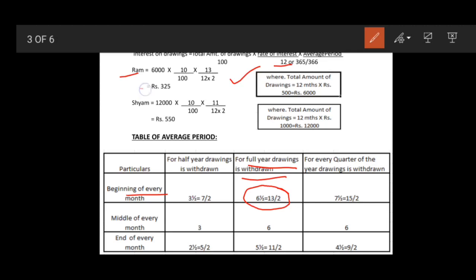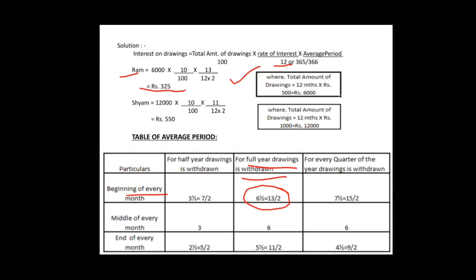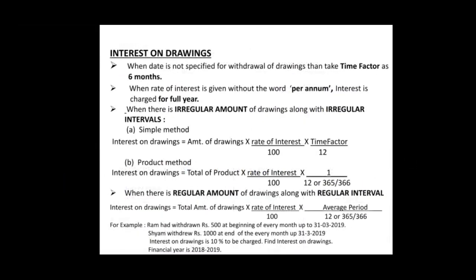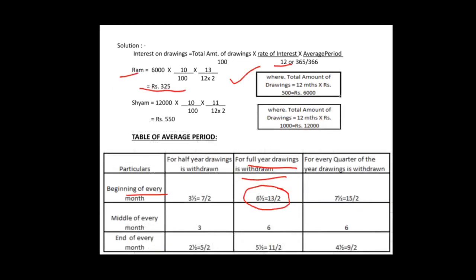So your answer turns up 325. While in the case of Shyam, he has withdrawn rupees 1000 at the end of every month.